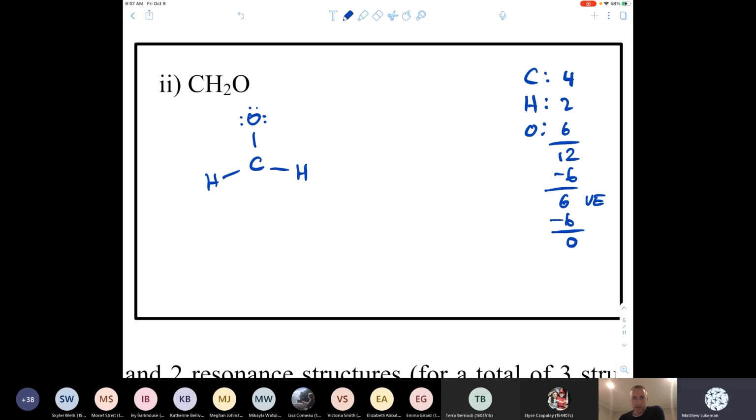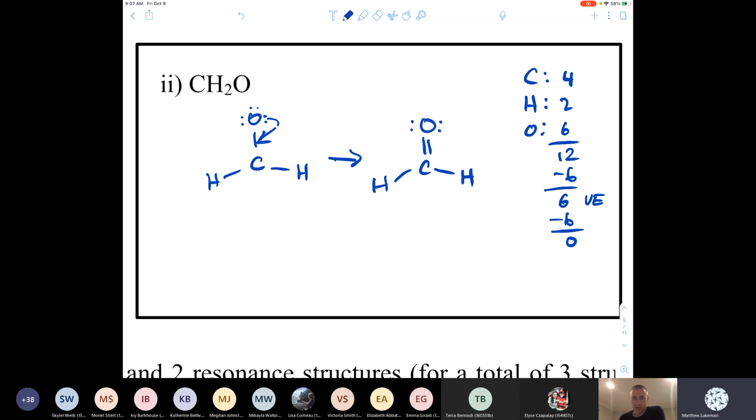Check for full octets. The central carbon does not have a full octet. So we can bring a pair of electrons down. And that gives you something that looks like that. Next, do formal charges. Believe me, all the formal charges on this work out to 0.